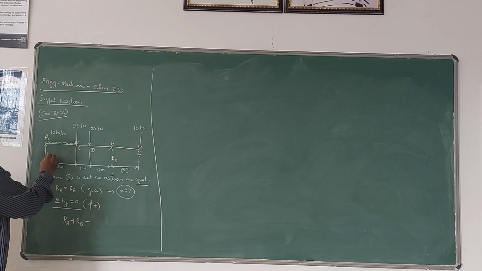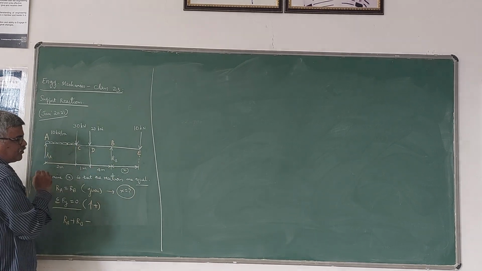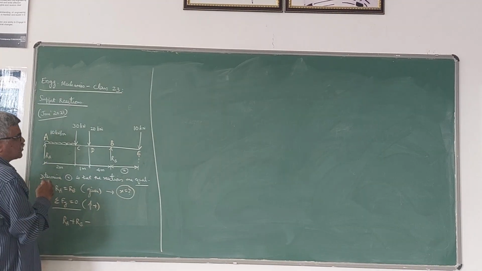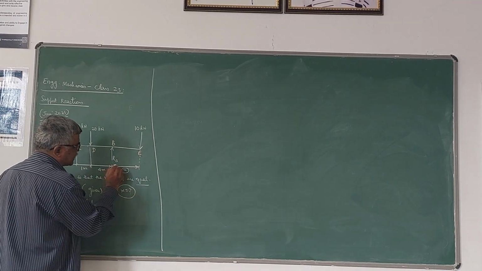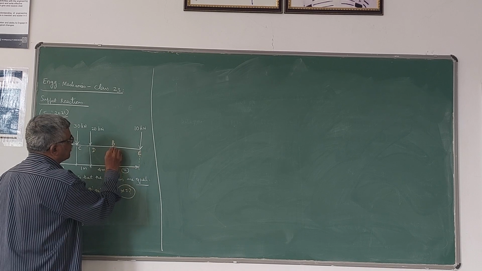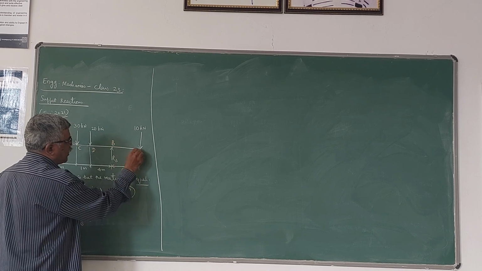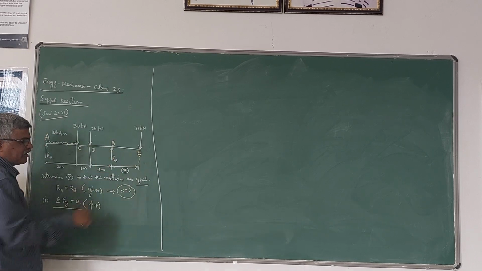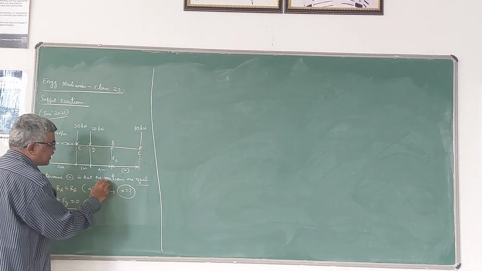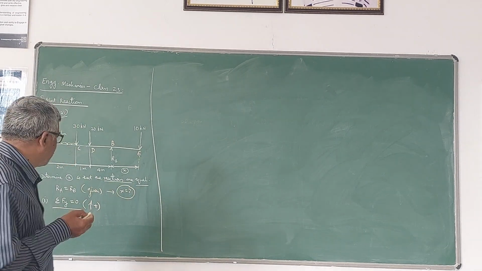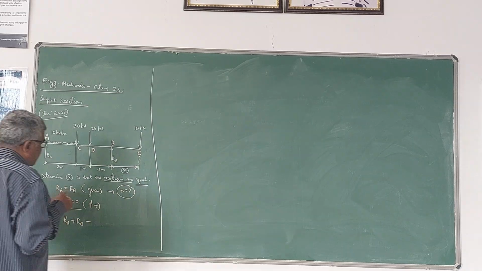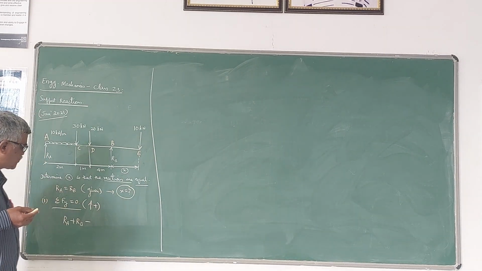So you have two reactions here, RA and RB. A and B are the simple supports. The question here is, we have to determine the distance x from the support B to the point E, where the 10 kN is acting, so that the reactions are equal. Both the reactions RA and RB are equal, and using that condition we have to find the distance x here.